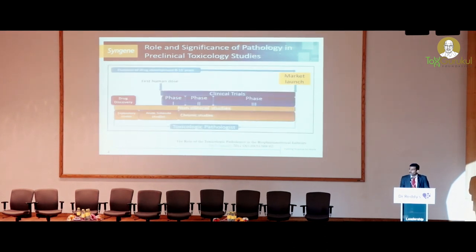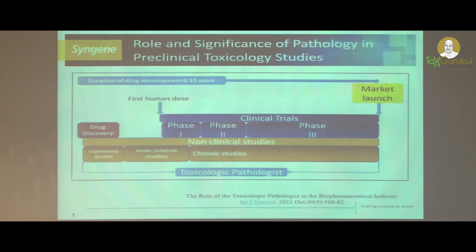This diagram, most of us are familiar with. Drug development takes about 8 to 15 years or more. This cycle is broadly divided into two phases, drug discovery and development. The toxicology pathologists play a role right from the beginning of drug discovery all the way to the non-clinical, and all the way to the phase 1, phase 2, and phase 3 studies.